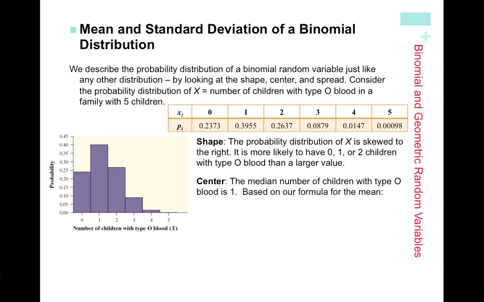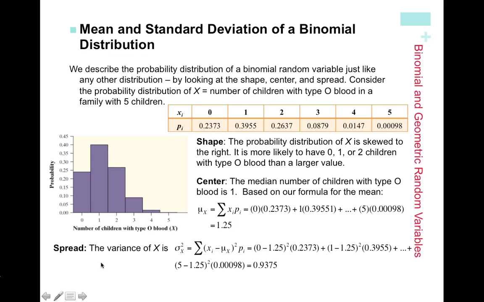And we can use our formula for a probability distribution to find the mean. Xi times Pi, so we multiply and add things together. Our mean is 1.25. Cool. Our spread, we talk variance and standard deviation. Our variance, we have that formula. We can do our calculations. We get that the variance is 0.9375. So our standard deviation is 0.968. Cool. There we go. Shape, center, spread.